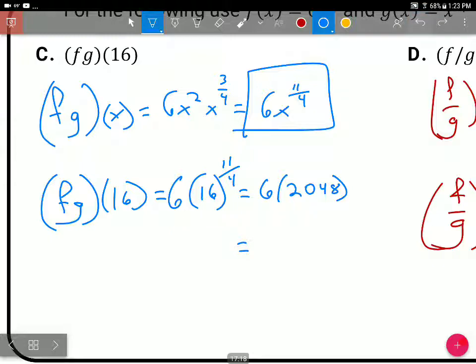I understand, but does anybody know what 6 times 2048 is? Y'all have a calculator. It's probably 12,000 something. Okay, there we go: 1, 2, 2, 8, 8. 12,288. Thank you.